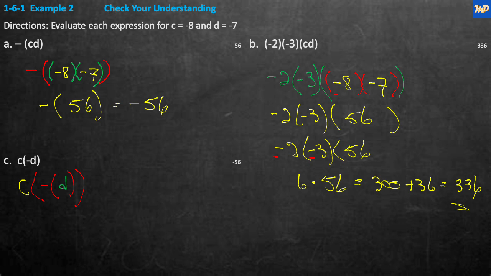And C we know is what? I also could put parentheses around this if I wanted to, because it's going to be substituted into. So it's -8 times negative whatever's in for D, and D is -7. So these are 2 negatives here, which gives us a positive, and one out here gives us a negative. So the answer is 56. And how many negatives do we have? 3 negatives. So it's -56.